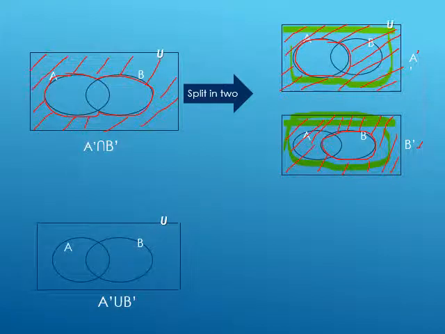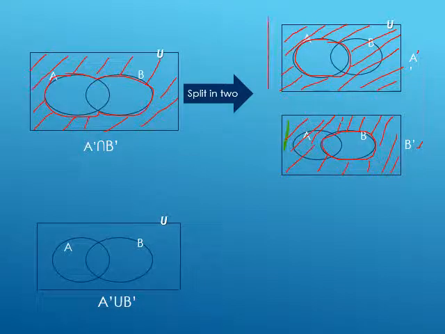Next one, A complement union B complement. We divide this Venn diagram also in two sketches and observe the previous one. The first one A complement, the next B complement. Now union means that everything what is in A complement and B complement. So the outside area is common. Draw the lines outside the set A and B.